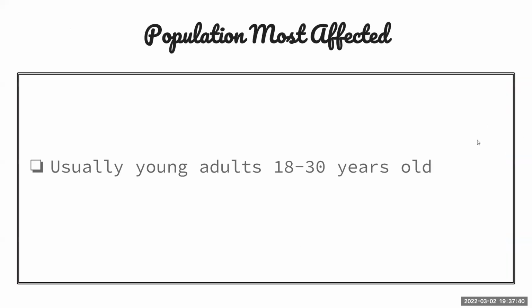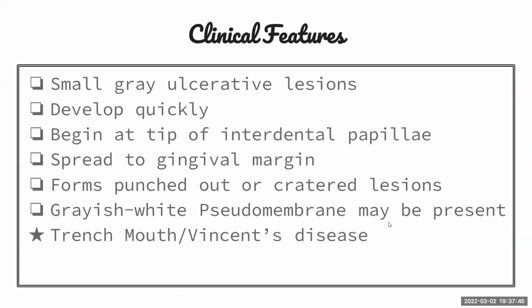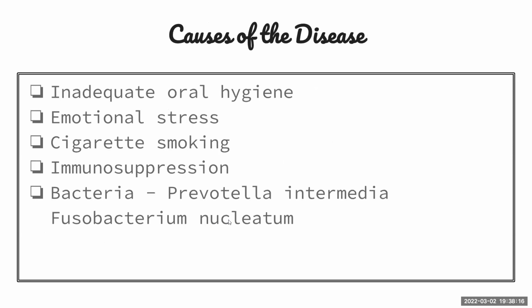NUG is predominantly in the younger set right now. Small gray ulcerative lesions. It develops quickly, begins at the tip of the interdental papilla, and it spreads to the gingival margin. The papillas can be punched out or cratered, but that grayish white pseudomembrane may be present. When I was in school, that was one of the hallmark things, was this pseudomembrane. The newer textbooks aren't putting that in as a cardinal sign. And it used to be called trench mouth or Vincent's disease.